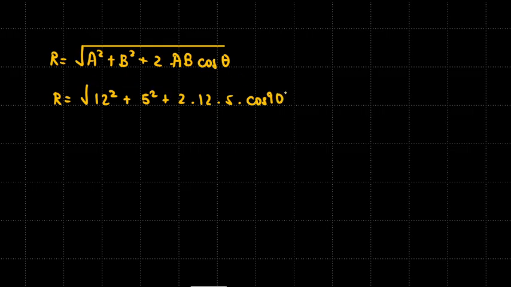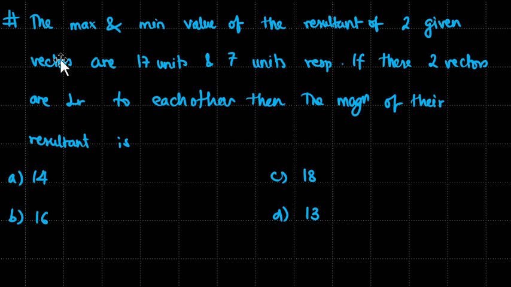If you remember or not, cos 90 was, wait, what was cos 90? Let's just use a calculator, right? Why stress? So 12 squared plus 5 squared plus 2 times 12 times 5 times cos 90 degrees, and you get the answer of 13. And I hope there is an answer named 13, because if there isn't, we will be in big trouble. So there is an answer named 13.